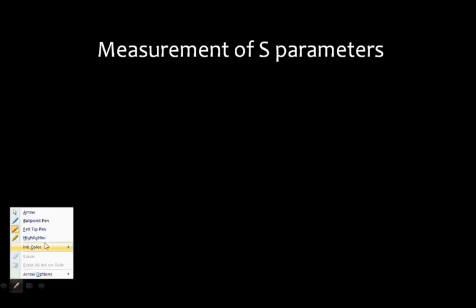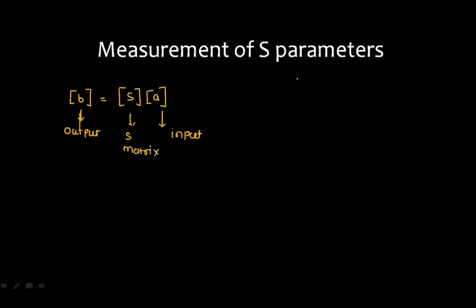Now, when it comes to the S parameters, you can use your normal microwave bench setup to find out the S parameters. But before starting, I must explain how the S parameters can be calculated. So this B will be the output, this S will be your scattering matrix, and this A will be the input. So it gives you the relationship between your output and input, and that's why the scattering matrix is very important.